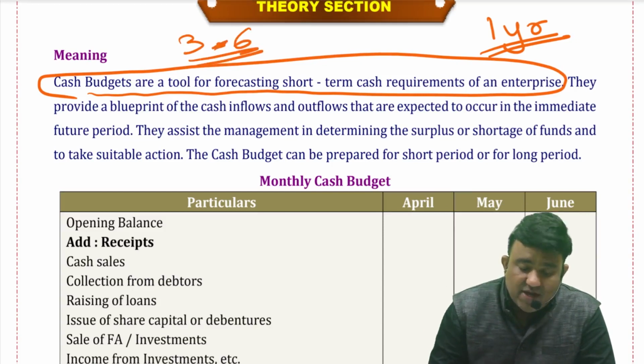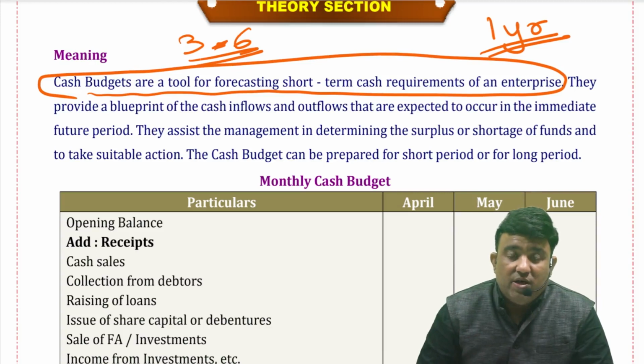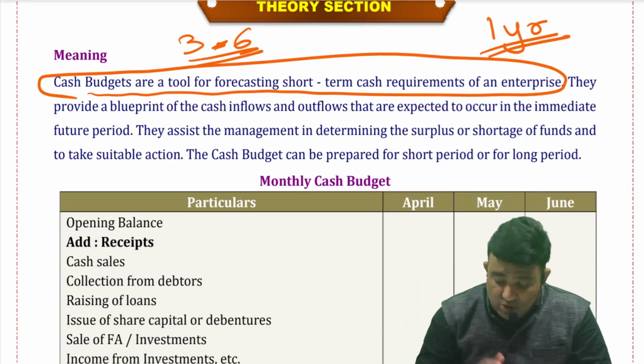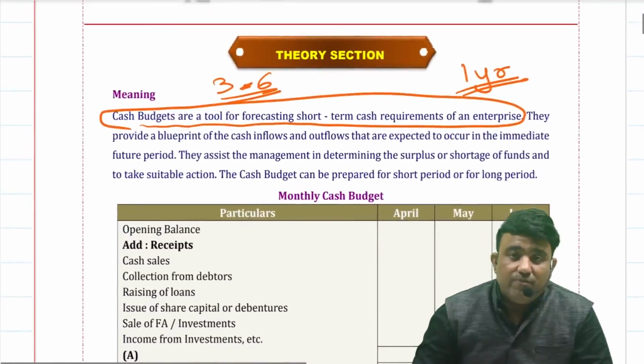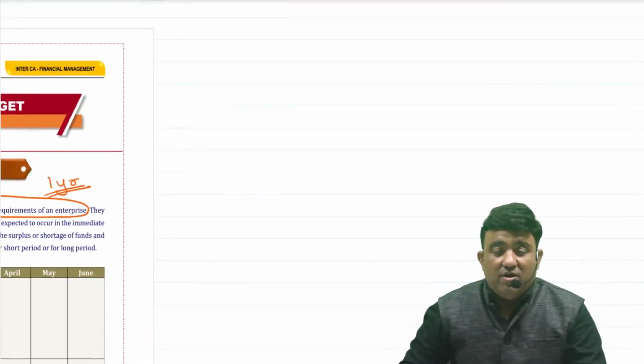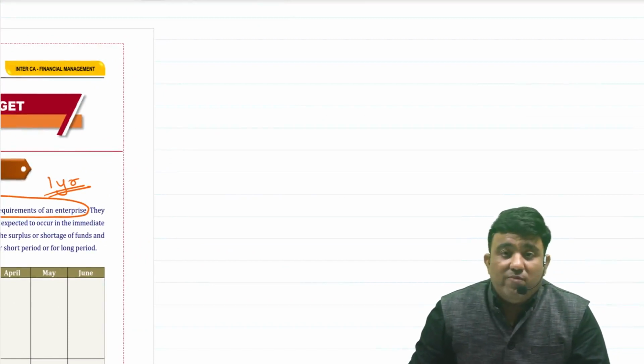Hardly 3 to 6 months, and we have to prepare cash budget month wise, probably if 3 months, then Jan, Feb, March, or April, May, June, and so on. So if I say cash budget, yes student, it's a statement, and that statement is prepared for forecasting your receipts and payments.